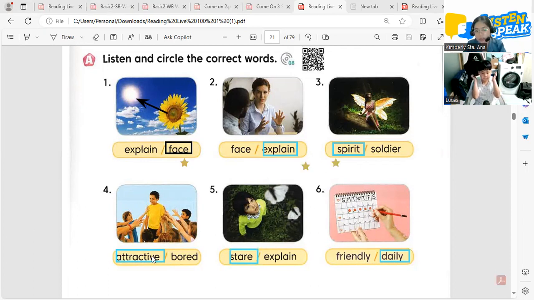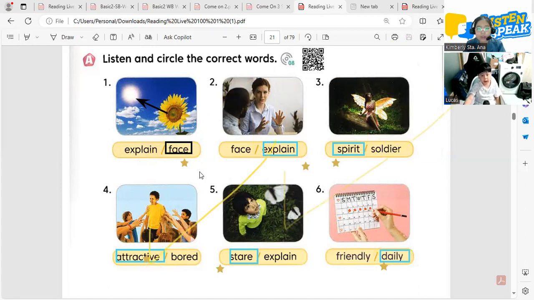Lucas, let me give you some stars. Now, I want you to read these words one more time, okay? What is this? Face. How about this one? Explain. How about this? Spirit. And this one? Attractive. And number five? Stare. And lastly, number six. Daily. That's nice. Daily, daily. One, two, three, four, five, six.